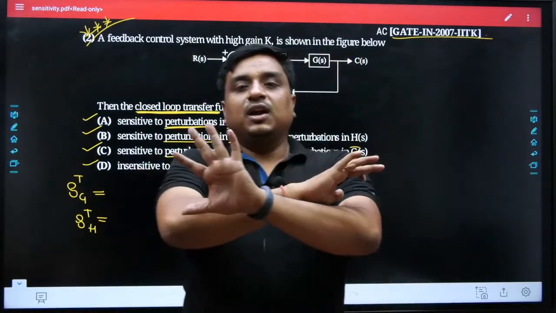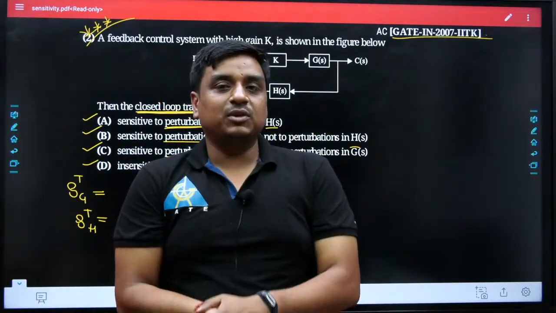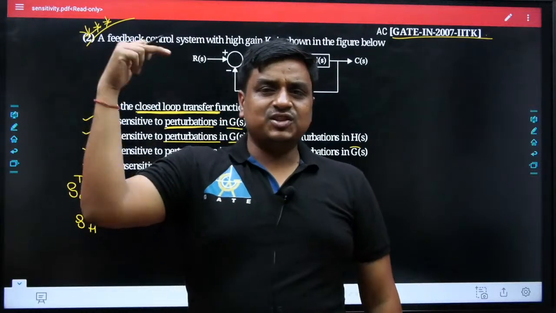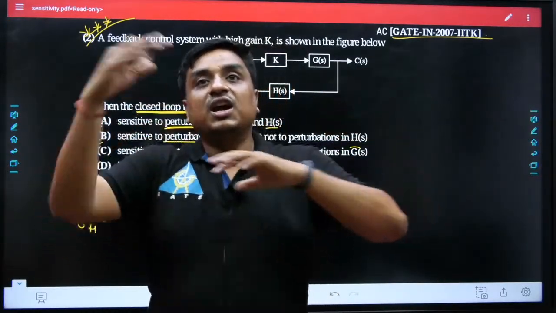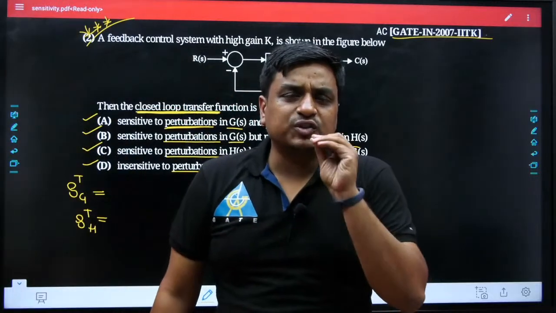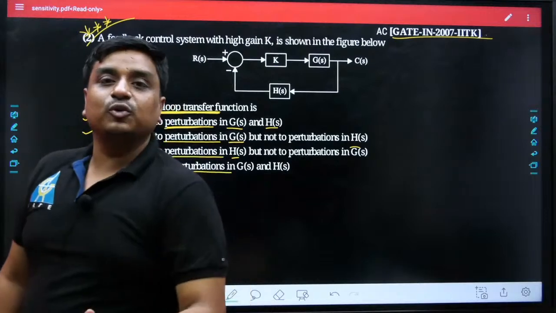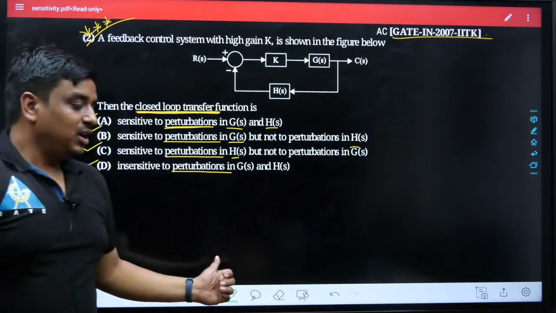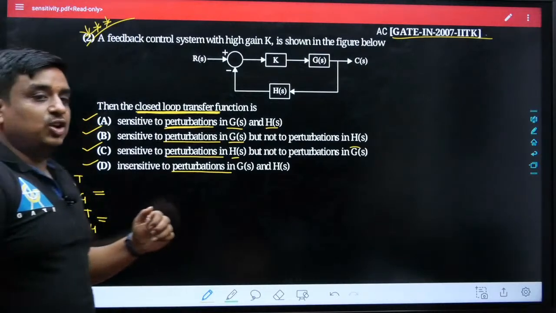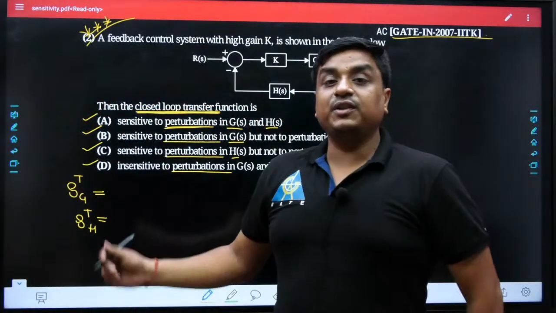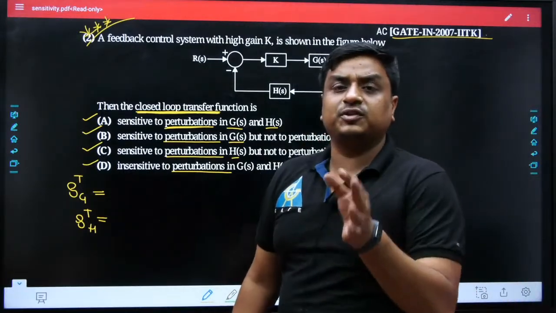See, sensitivity is a mathematical fundamental which is used in control systems. There could be a change in G, in H, or in K, and if you have a complex system, there can be changes in different blocks. So you need not stick to the formula or memorize anything, just go with the flow. Stick to the basic concepts. So here is going to be S_T^G, which means the sensitivity of the transfer function because of change in G. What about S_T^H? The sensitivity of the transfer function because of H.